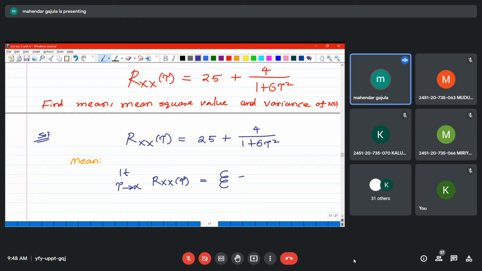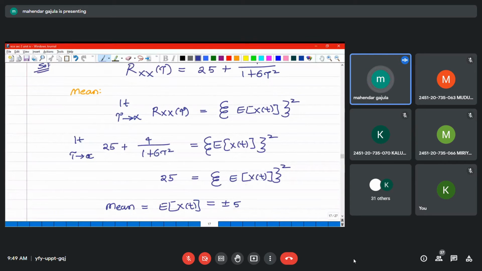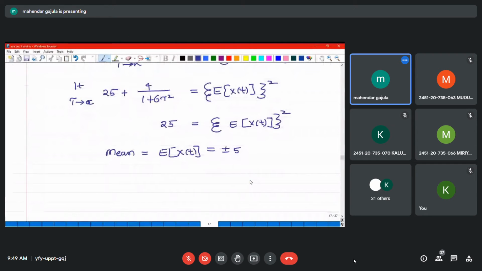Tau square is equals to tau square. As tau tends to infinity, the left-hand side becomes 25, and this is the expectation of xt. So what is the mean value? Mean is plus or minus 5. This way you have to find the mean using the properties.